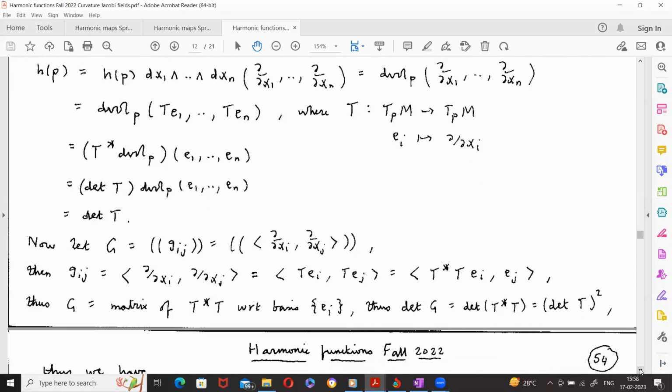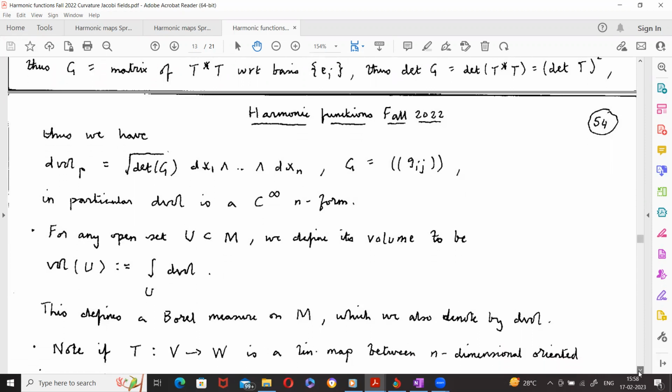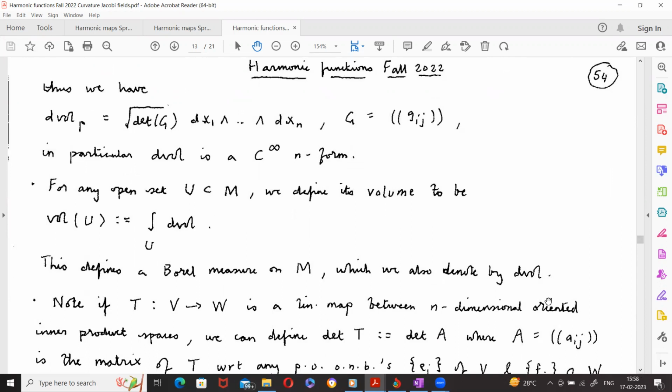So that means our volume form in local coordinates is given by square root of determinant G times dx1 wedge ... wedge dxn. Okay, is that clear? Yes, sir, it is clear. Yeah, so that proves that the volume form is a smooth form. And so then once you have the volume form, you can define the volume of any open set to be the integral of the volume form over that open set. And so that defines a measure, a Borel measure on M, which is also denoted by dvol.